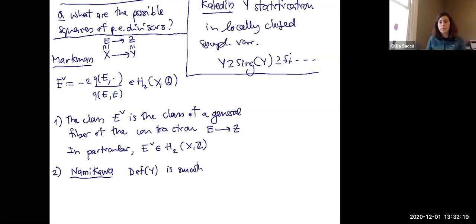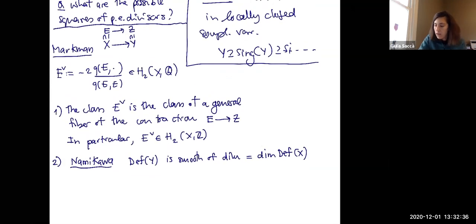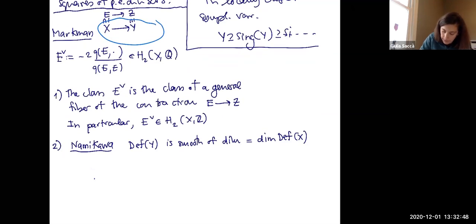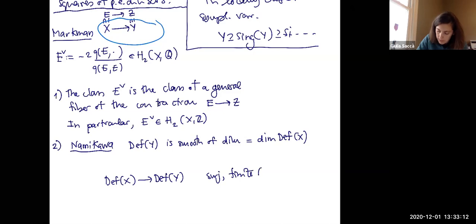even if it's a singular variety, but it's smooth of dimension equal to the dimension of the deformation space of X. And also there's this very nice relation between the deformation space of X and the deformation space of Y. Here X is this symplectic resolution of Y. And so the statement is that there exists a map from the deformation space of the smooth thing to the deformation space of the singular guy. And here, because they're smooth of the same dimension, this map is surjective with finite fibers. And this comes only from the fact that Y has rational singularities.